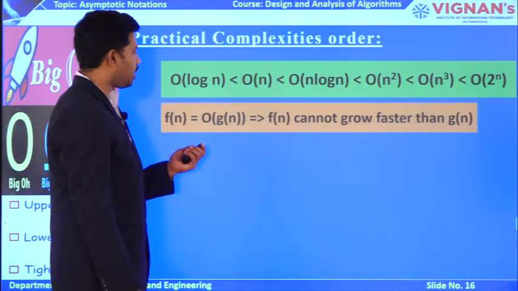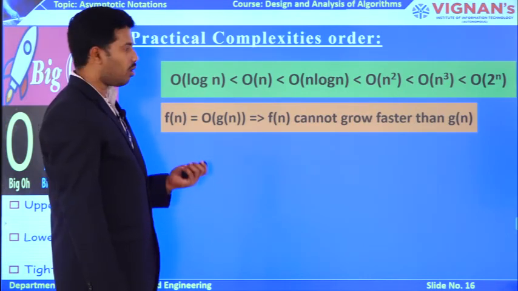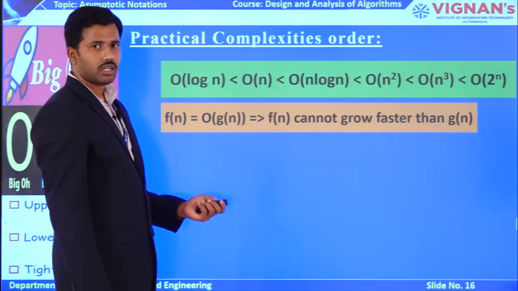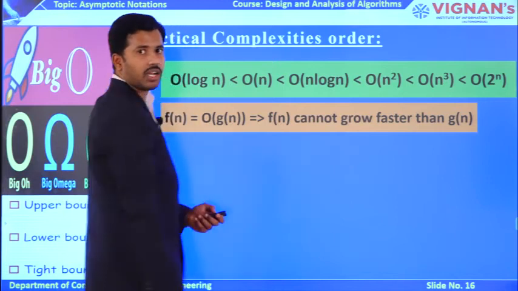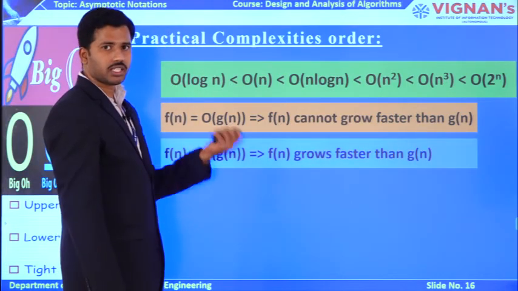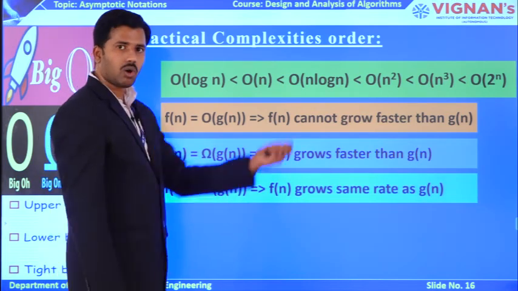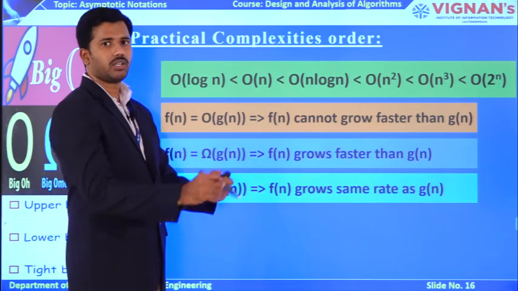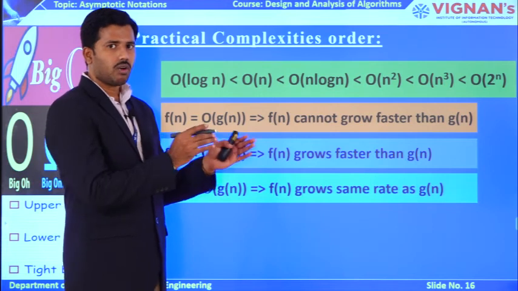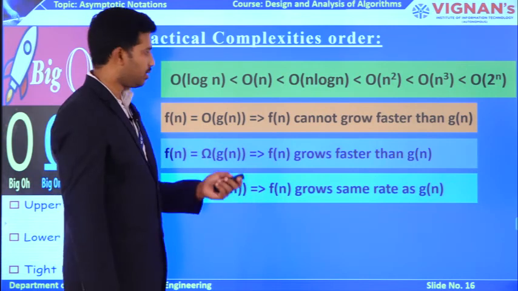Now, if two functions f of n and g of n have a relation with big O, ultimately f of n cannot grow faster than g of n. Nothing but g of n must have a higher value than f of n. Now coming to the omega, f of n grows faster than g of n. Now coming to the theta, f of n grows at the same rate as your g of n. Why? Because in theta we have a relationship with best cases as well as worst cases, nothing but big O as well as omega, right?